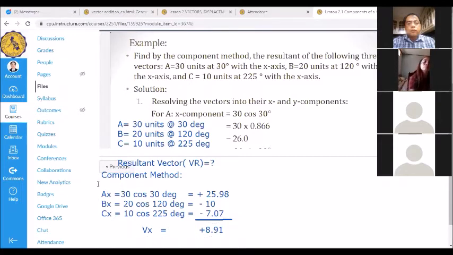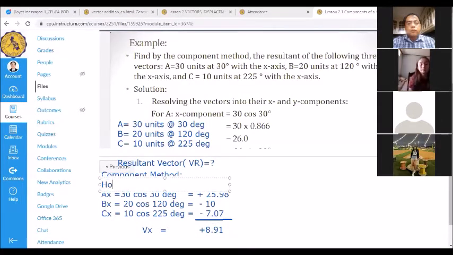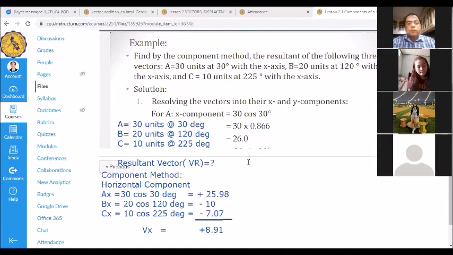So what do we call our horizontal component? Okay, then what's the other component? If you have the horizontal, the other component is the vertical. And what's the symbol for our vertical component, no? Our vertical component is called Vy, no? And what are the values of our Vy, no?